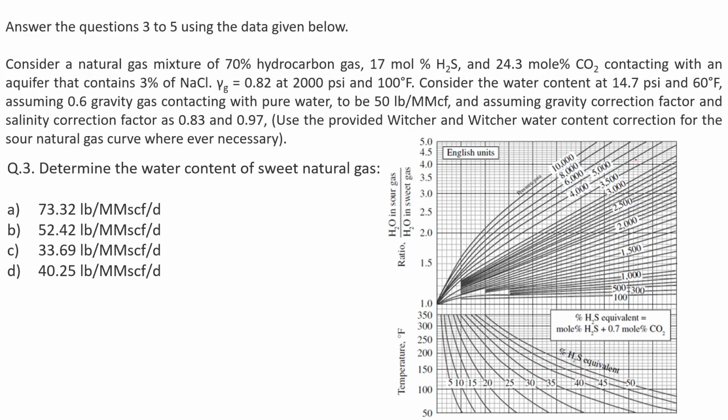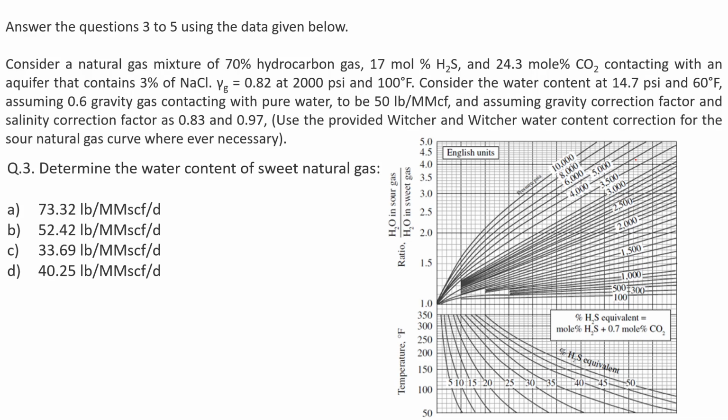Gamma G is equal to 0.82 at 2000 psi and 100 degree Fahrenheit. Consider the water content at 14.7 psi and 60 degree Fahrenheit, assuming 0.6 gravity gas contacting with pure water, to be 50 lb per mmcf, and assuming gravity correction factor and salinity correction factor as 0.83 and 0.97. Use the provided Wichert and Wichert water content correction for sour natural gas curve wherever necessary.